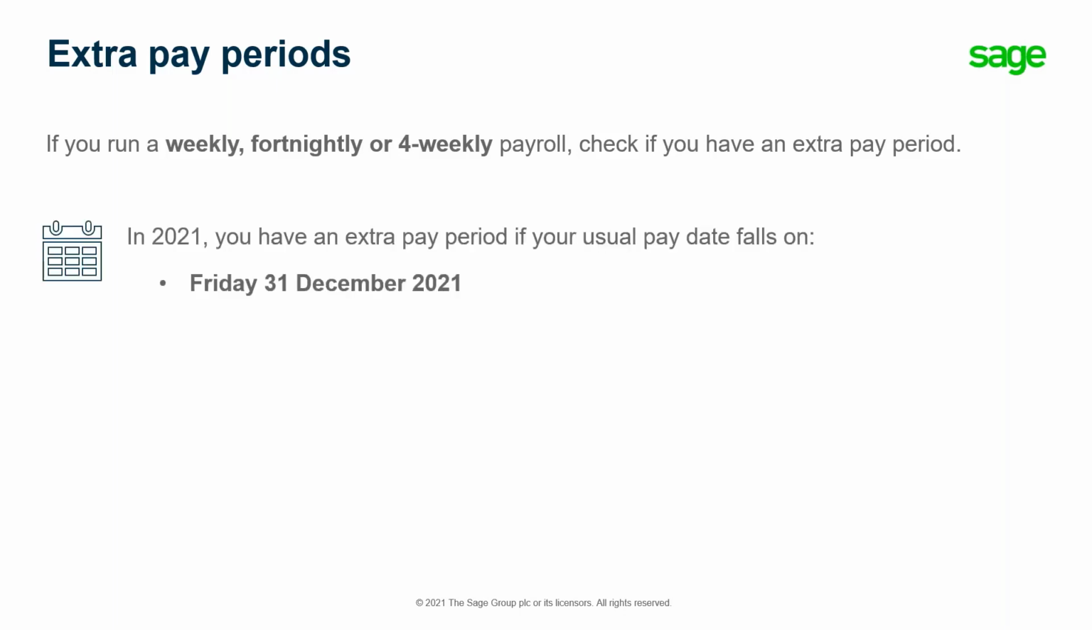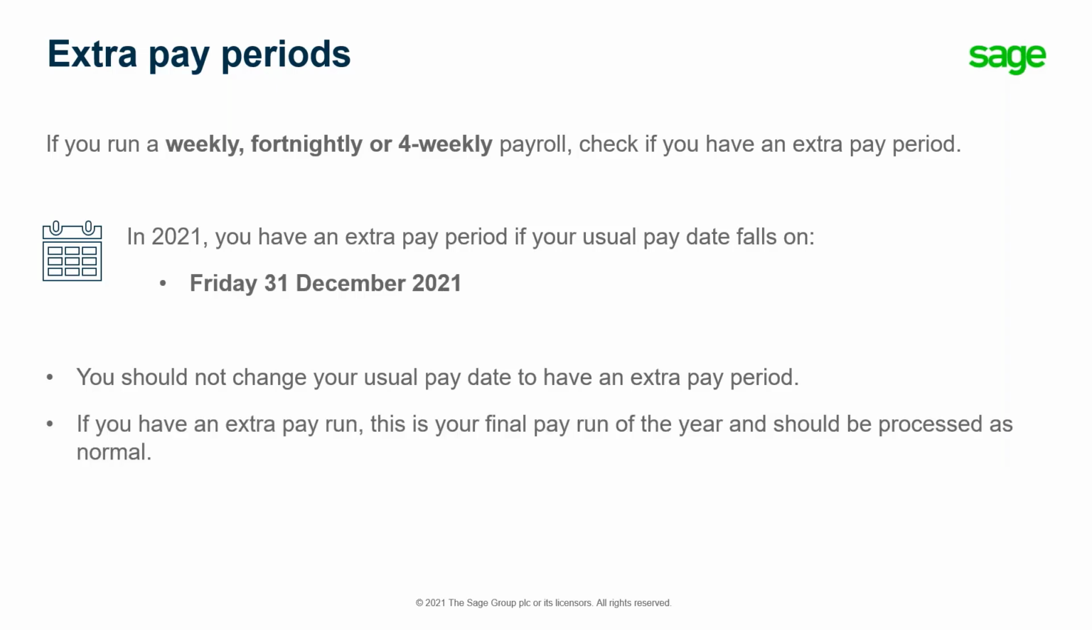So in 2021, you have an extra pay period if your usual pay date falls on Friday, the 31st of December 2021. If your usual pay date is not due to fall on that date, you do not have a week 53 and you shouldn't change your pay date so that you have one.